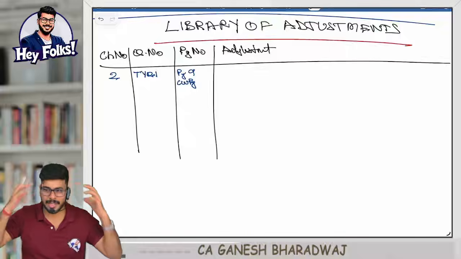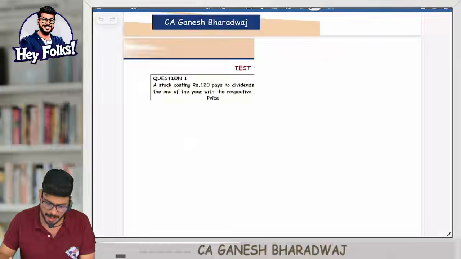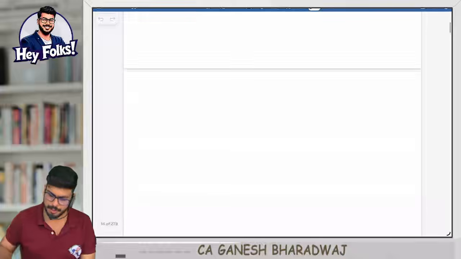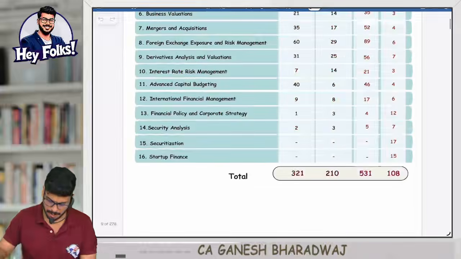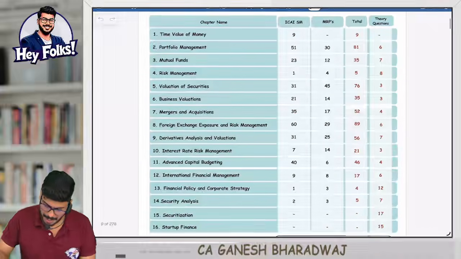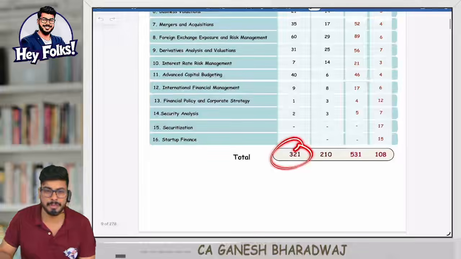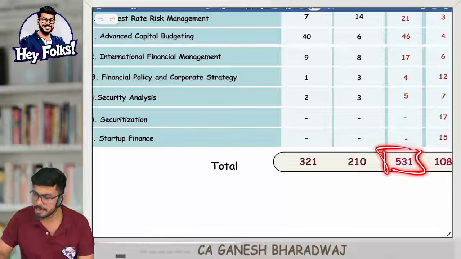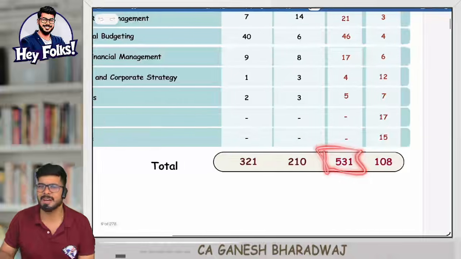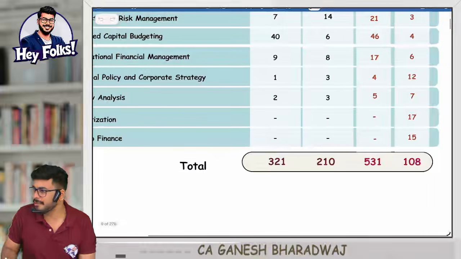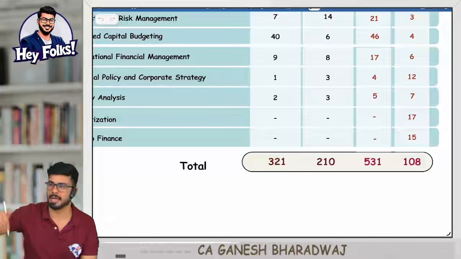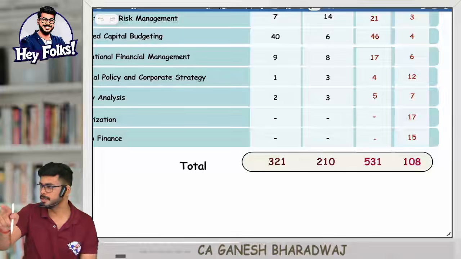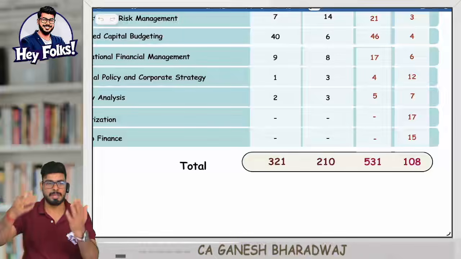Tell me, how many sums are printed in our question bank? I showed you in the initial class: ICAI study material 321, and MRP, MTP, RTP and past exam questions 210. A total of how many practical questions? 531 questions. How will you have control? This is the control tracker for you in your own handwritten notes. Is this clear? Now, sir, is one page enough?